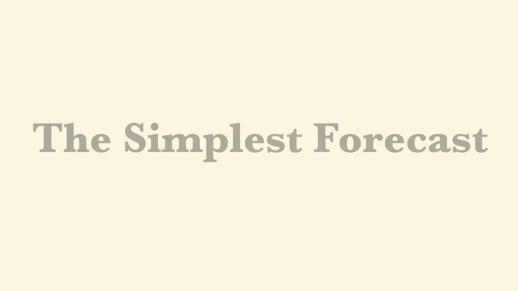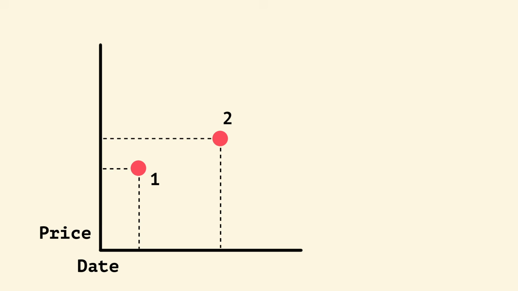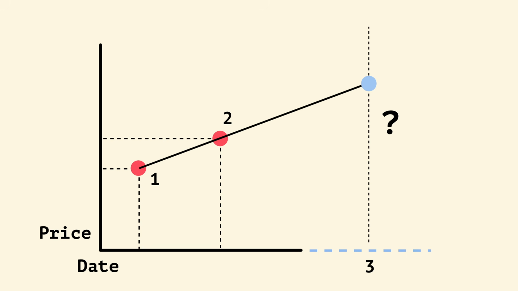Let's say you have two price points on two different dates, and you want to forecast a third price on some future date. The simplest way to do this is to connect both price points with a line and extend it out to a chosen future date. You don't even need a computer or a calculator for this one. A ruler will do. This is the most naive and basic way to do what's called trendline forecasting.